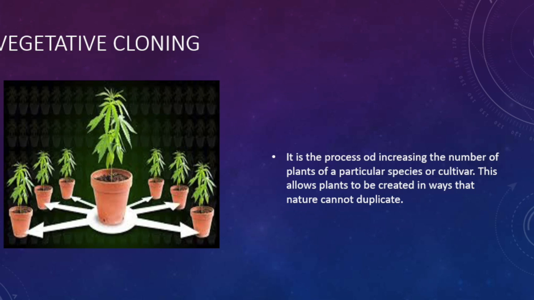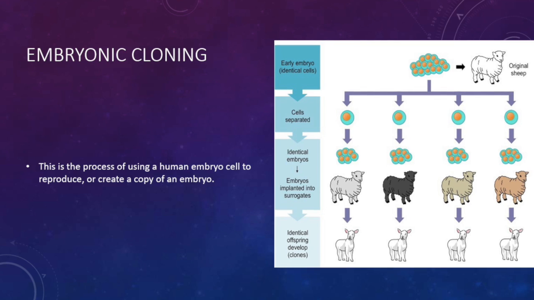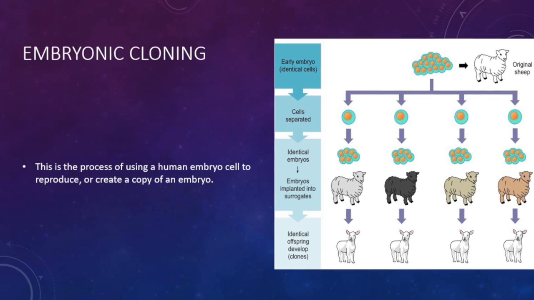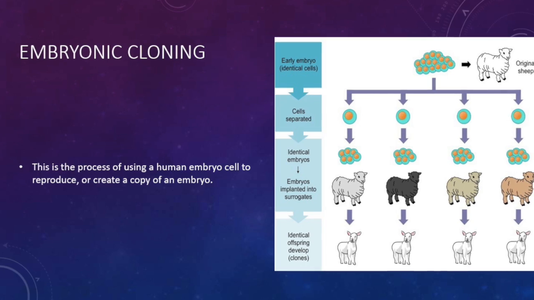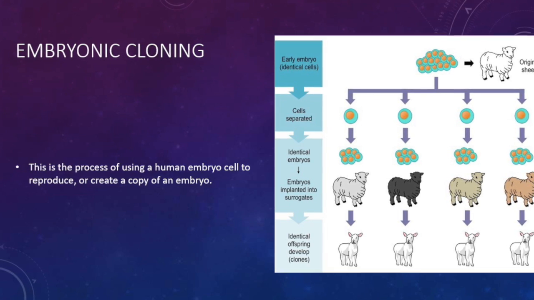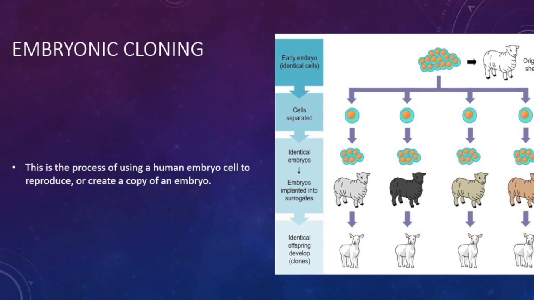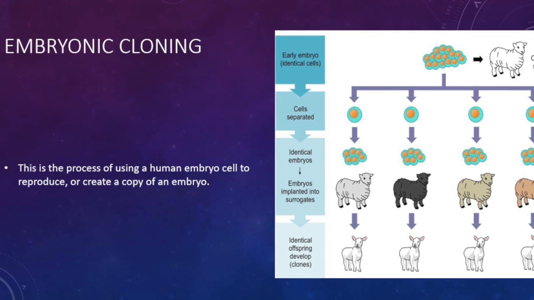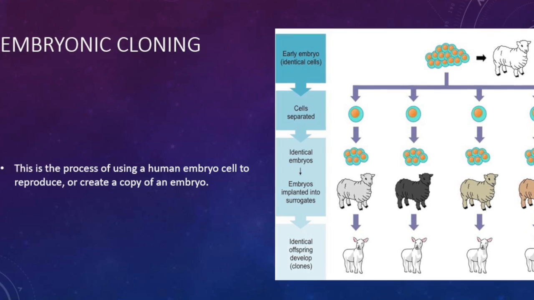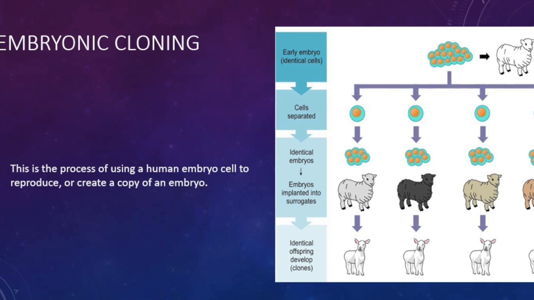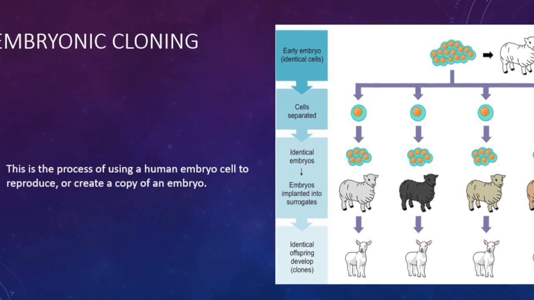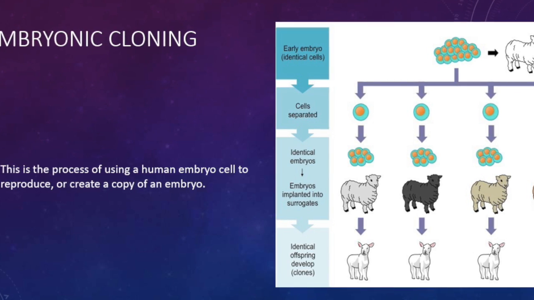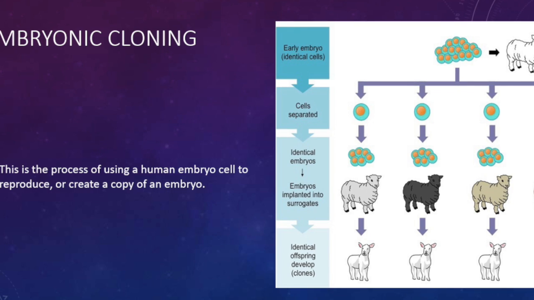Embryonic cloning is the process of using a human embryo cell to reproduce or create a copy of an embryo. This topic brings about many controversial political discussions because many people have different views of an embryo. There are people who are against embryonic cloning because they believe that an embryo is already a human and destroying its life for an experiment is against their beliefs. Others are for embryonic cloning because they believe that it could have the capacity to potentially bring a solution for diseases that have not been found any treatment for.